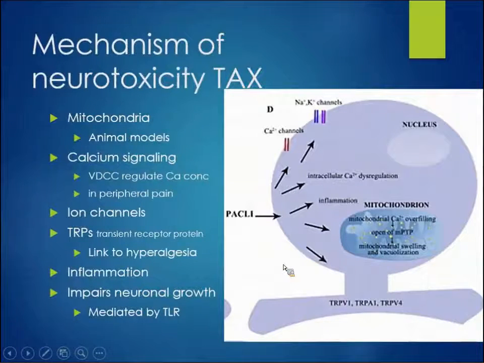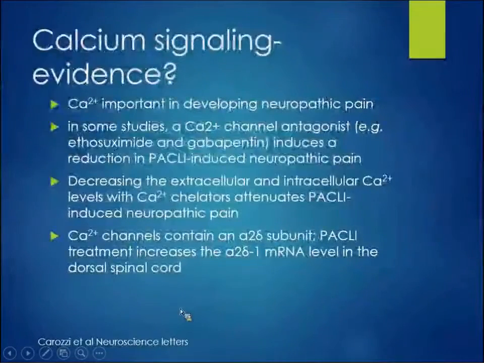So this is a very nice model of the impact of paclitaxel, in this case, on mitochondria, calcium signaling, probably the more important, and then the transient receptor proteins have a link to hyperalgesia. Inflammation, impaired neuronal growth related to the impact from the toll-like receptors that are also implicated in the development of the neuropathy. And then stepping into a little bit more detail of one of the more common mechanisms, calcium signaling.